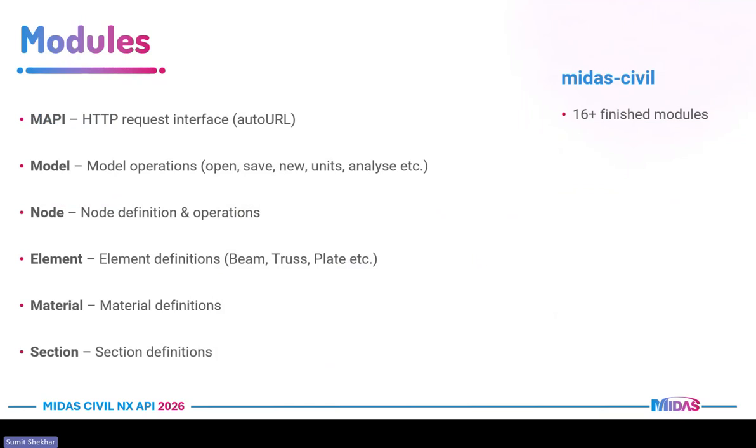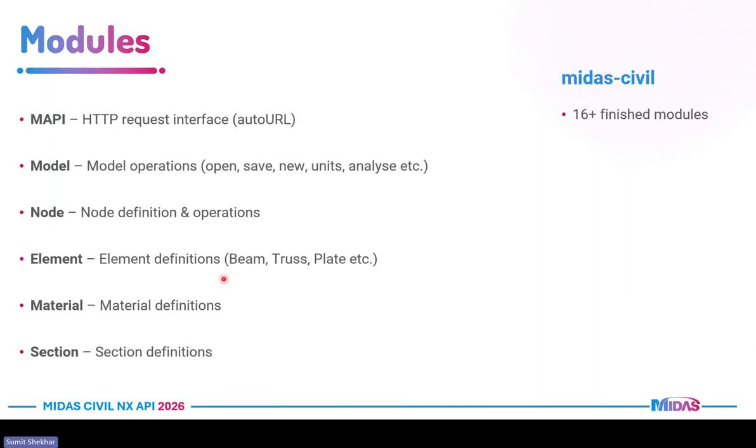Next, these are the different modules available inside our MIDAS Civil library. We have the MAPI module, which controls the interaction between the library and Civil NX. Next, we have the model module that handles model operations. It can open the model, save the model, analyze the model, set the units, etc.